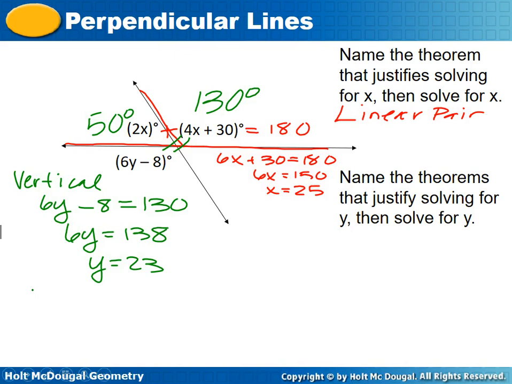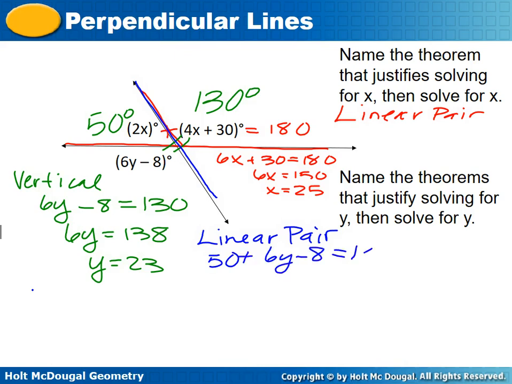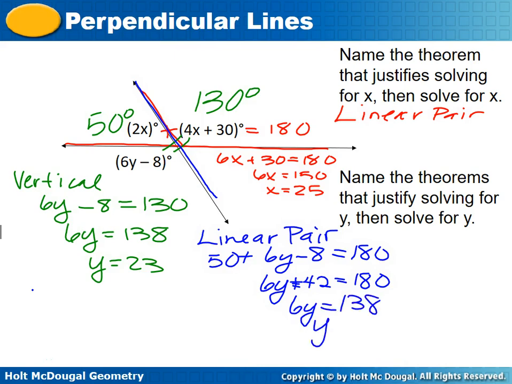There's obviously another relationship that we could use here. We could use this relationship, the linear pair angle. And to do that, we would do 50 plus 6y minus 8 equals 180. 50 minus 8, 6y, that would be plus 42. And then we subtract the 42 from the 180, so that would be 6y is equal to 138 again. So either way, y is equal to 23. So again, remember, you're always going to have to justify your answer.